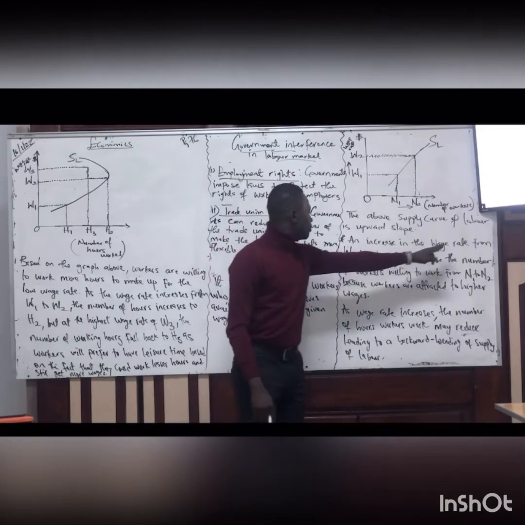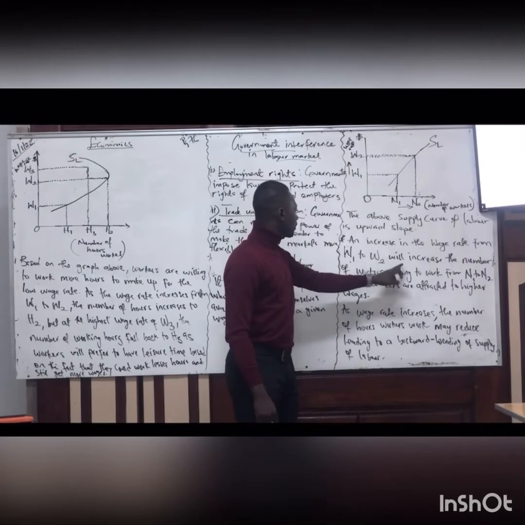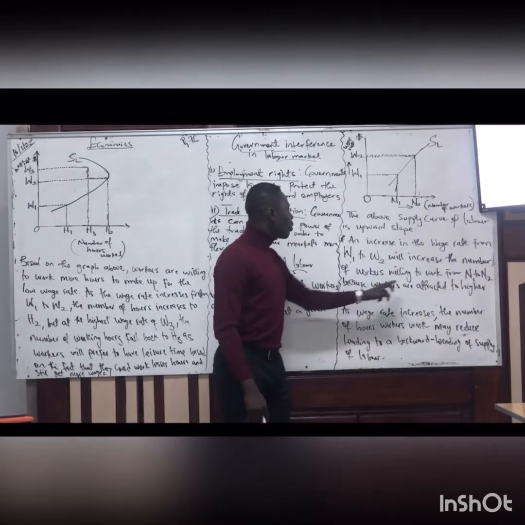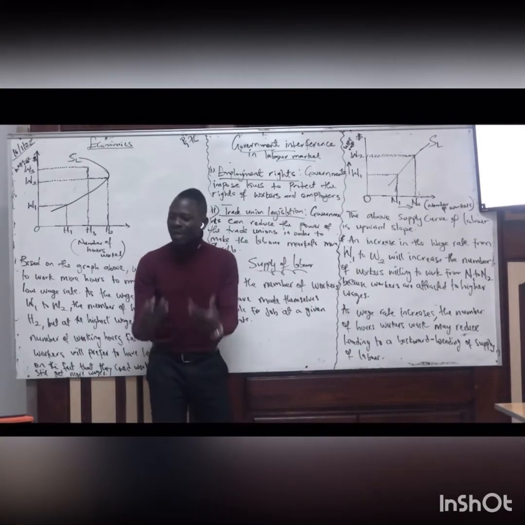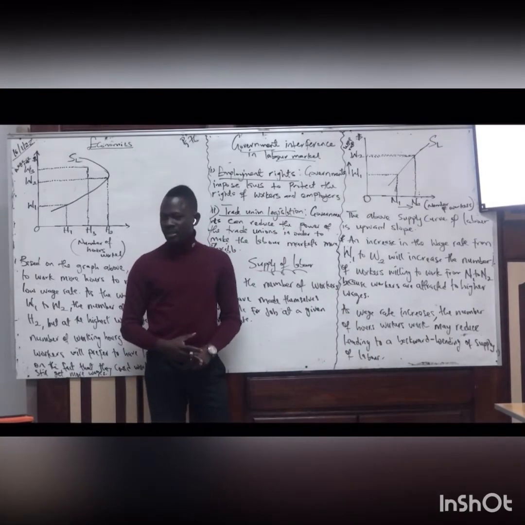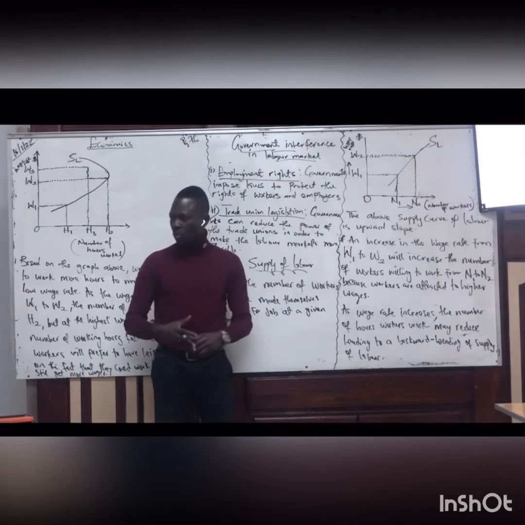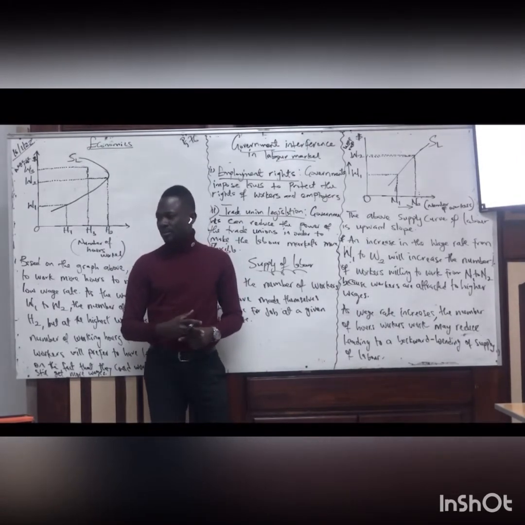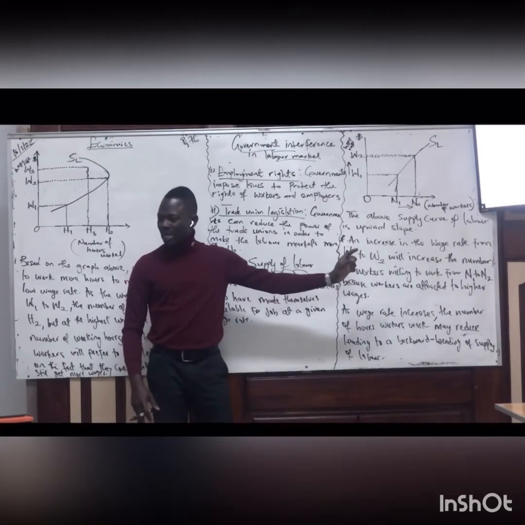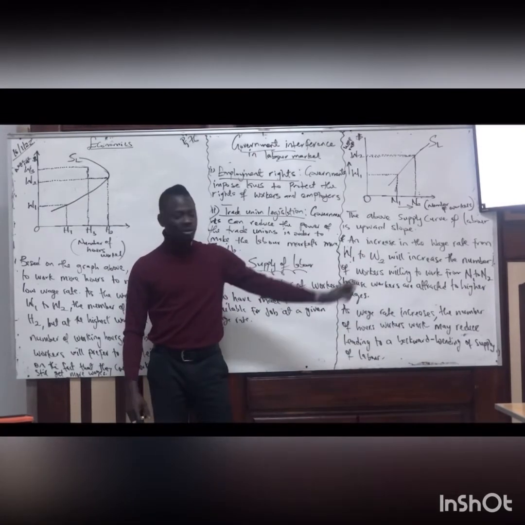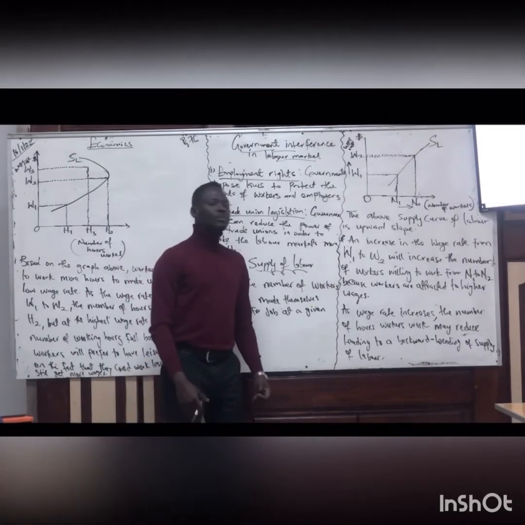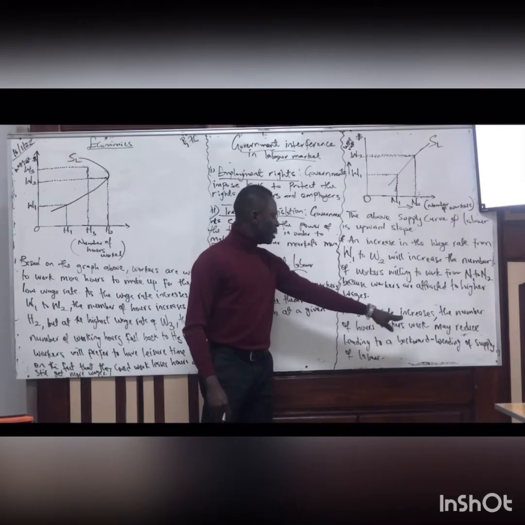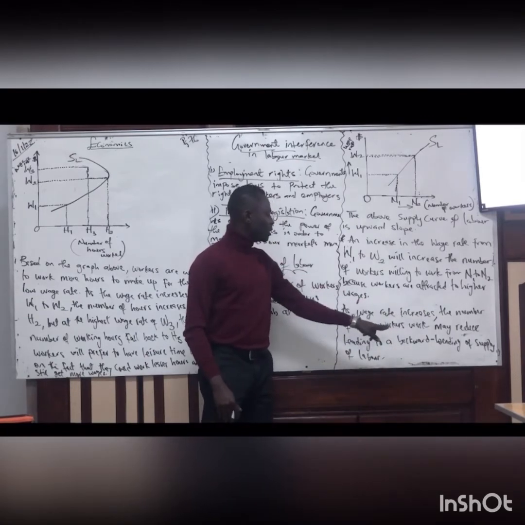An increase in the wage rate from W1 to W2 increases the number of workers willing to work from N1 to N2 because workers are attracted to higher wages. It is when the wage is high that people want to work. So workers are always attracted to high wages. That's why the number of workers will expand or extend from N1 to N2. Is it clear? Yes.